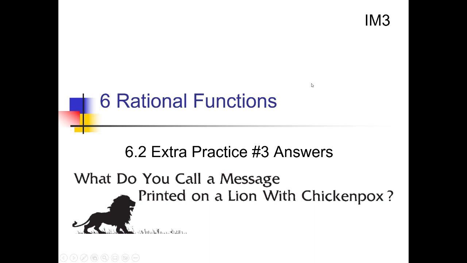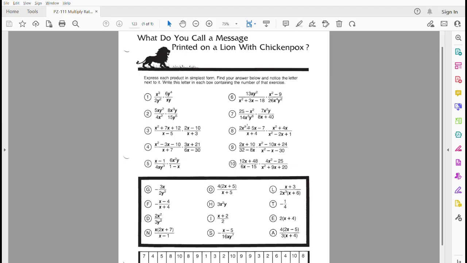Here, bringing you the IM3-6-2 extra practice number 3 solutions on multiplying and dividing rational expressions. In this one, we have a puzzle to solve, so let's go ahead and see what that's about. So here's the puzzle that we're supposed to solve. We're trying to solve the riddle, what do you call a message printed on a lion with chickenpox?